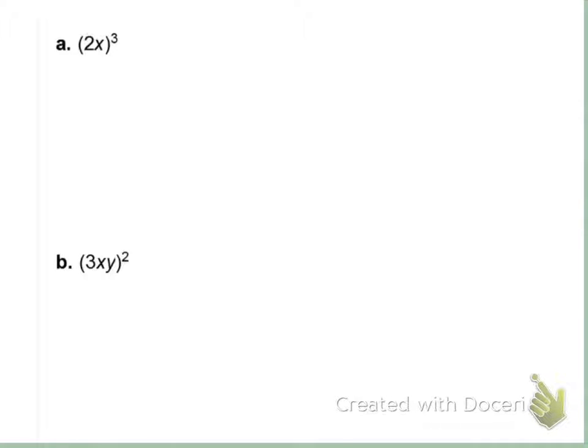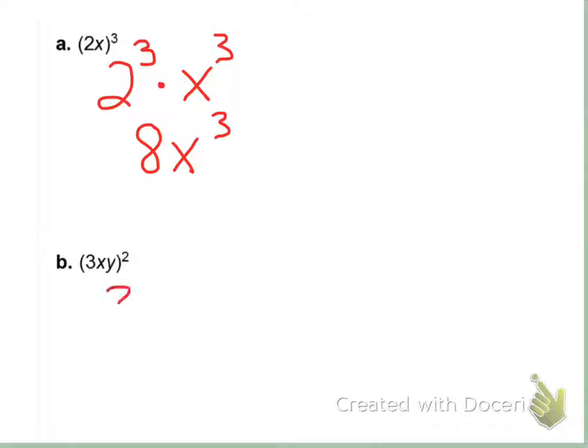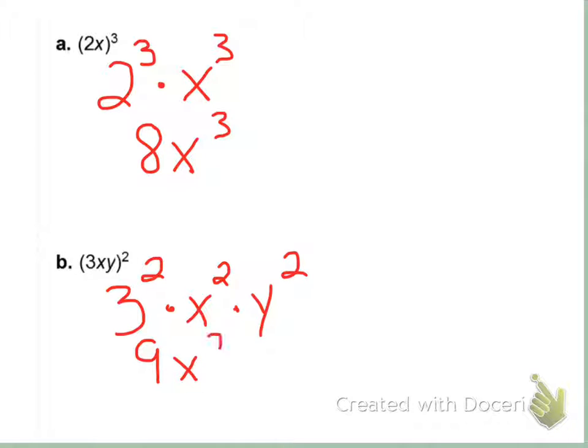The last examples, we need to factor. So this one we have 2 to the 3rd power times x to the 3rd power. And then if they ask you to simplify, you would actually simplify 2 to the 3rd power, which is 8, x to the 3rd. For example B, we would separate each, factor it out, so 3 squared times x squared times y squared. 3 times 3 is 9, so our answer would be 9x squared y squared.